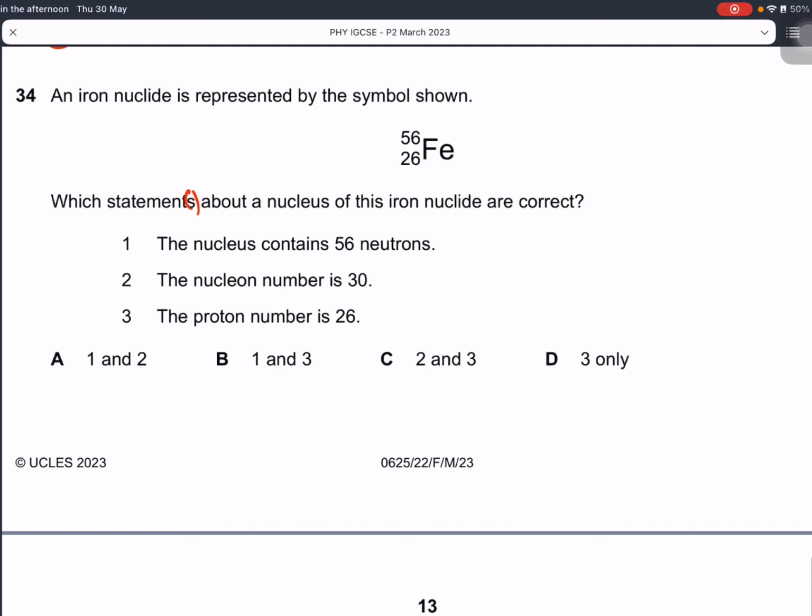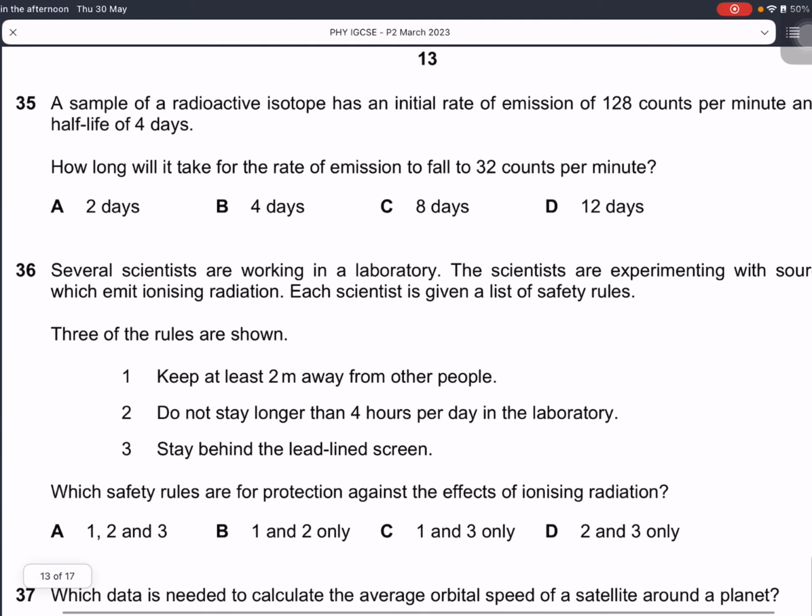The nucleus contains 56 neutrons. This is what, guys? This is the nucleon number. It's proton plus neutron. And 26 is the proton number, yeah? So it's not neutron, so this is wrong. The nucleon number is 30. This is called nucleon. So it's not 30, it's 56. This is wrong too. Proton number is 26, as I said. Statement or statements, so 3 only is the correct answer. 34 is D, guys.